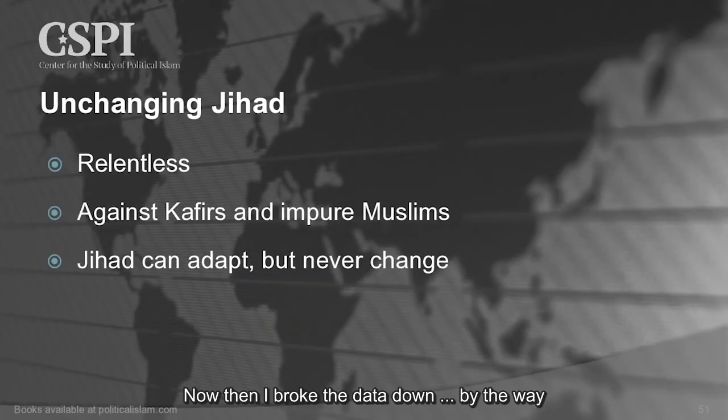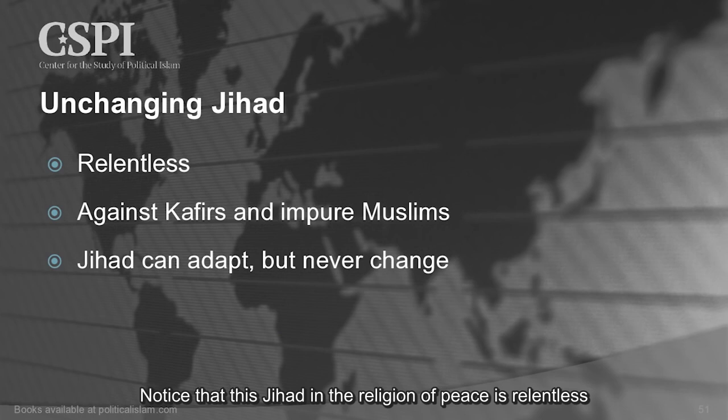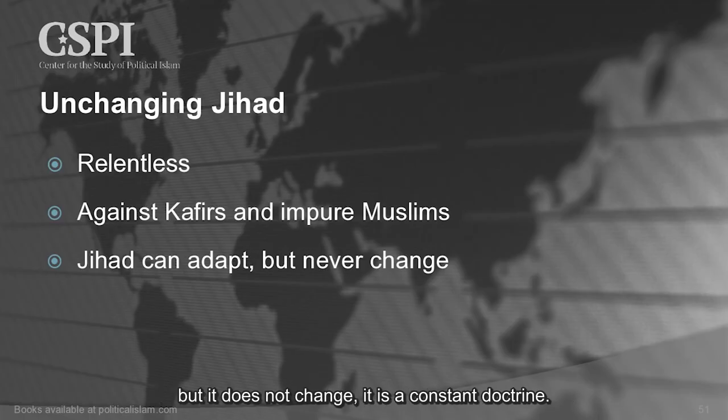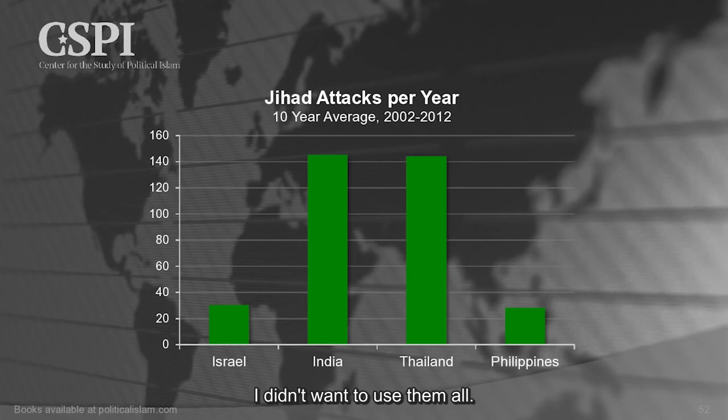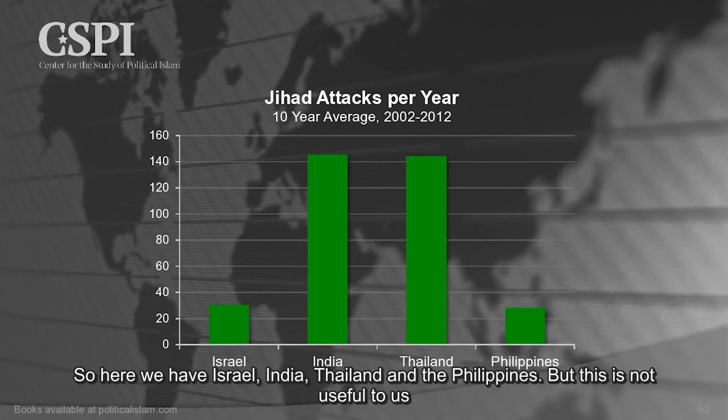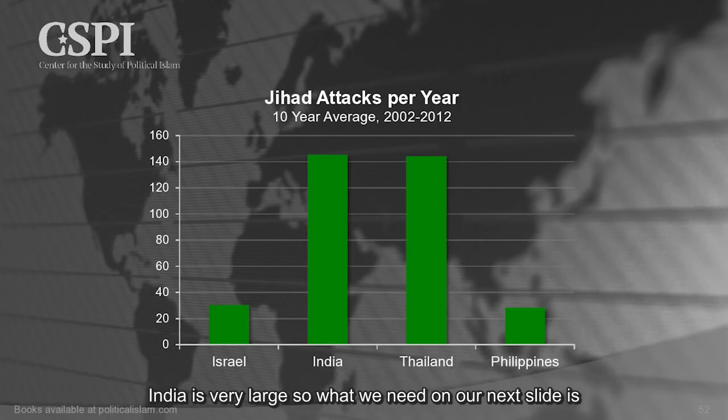Now then, I broke the data down. By the way, notice that this jihad in the religion of peace is relentless. It's against Kafirs and impure Muslims. Jihad adapts, but it does not change. It is a constant doctrine. Our next slide, we have the jihad attacks per year, and I just chose 4 countries. I didn't want to choose them all. So here we have Israel, India, Thailand, and the Philippines. But this is not useful to us because Israel's small, India's very large.